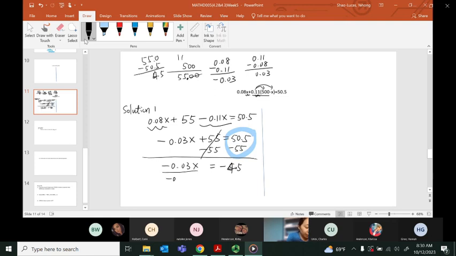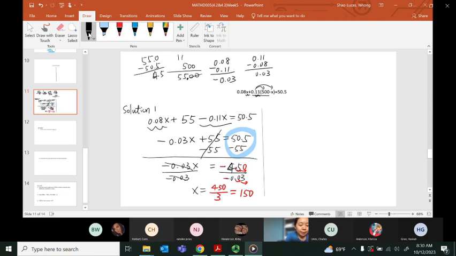Okay, now eventually we divide by that coefficient. And right here, we move the decimal point to the right 2 times. So we get 450 divided by 3. Negative divided by negative is positive. So I went ahead and got rid of both of them. That gives us 150. Okay, that's the old way.